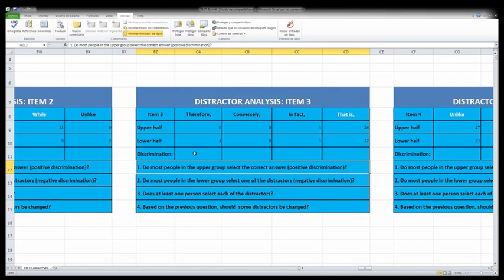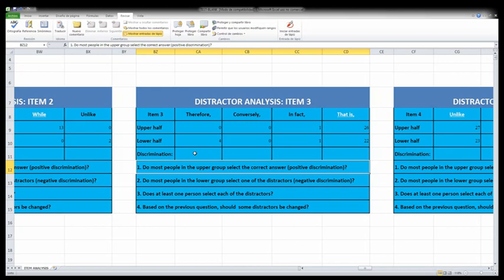Okay, so there are 4 guiding questions for each distractor analysis. The first one is, do most people in the upper group select the correct answer? Positive discrimination, that's what you should normally find. This should always be the case. And number 2, do most people in the lower group select one of these distractors? Negative discrimination. Again, this should always be the case. All of the distractors should have negative discrimination. If they have positive discrimination, they're tricky, you should eliminate them.